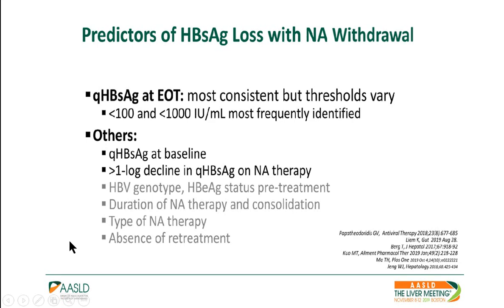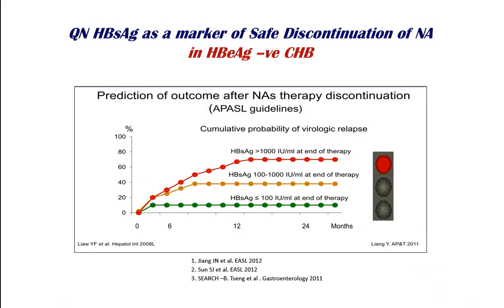The most important factors are the surface antigen quantification at the baseline, at the end of therapy, and the rapid decrease on therapy. So, the use of the quantitative surface antigen as a marker of safe discontinuation of nucleoside analogues in E antigen negative chronic hepatitis B.